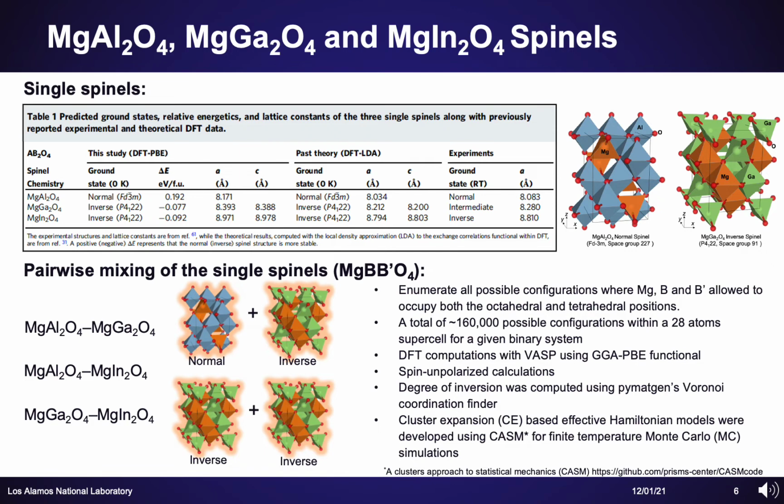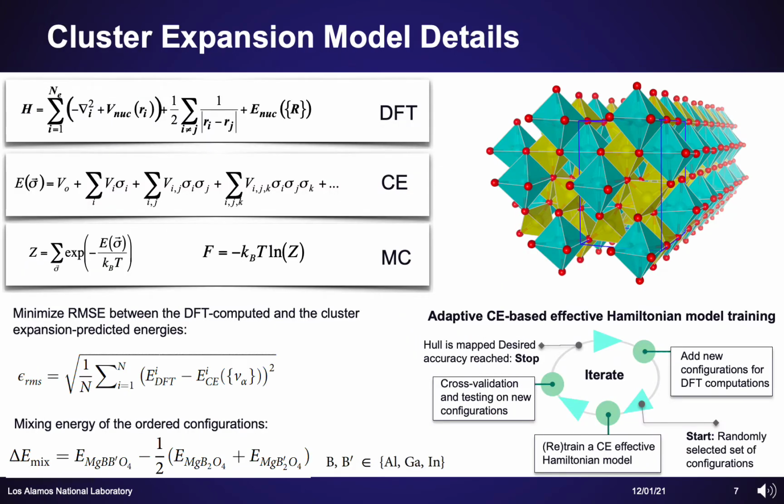Once the effective Hamiltonian model is developed and validated, we use Monte Carlo simulations to study the finite temperature behavior and cation order disorder phenomena. Here are some more details on our computational approach. We start with a small randomly selected set of configurations for DFT computations.